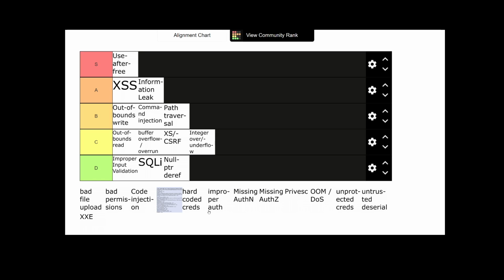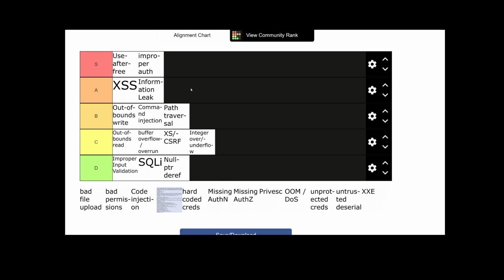Yeah, I think the category is very, very abstract. And initially that made me think that it was a really dumb kind of category, but I think improper authentication is one of the most interesting types of vulnerability that there are out there. So I'm going to put that in the S tier.